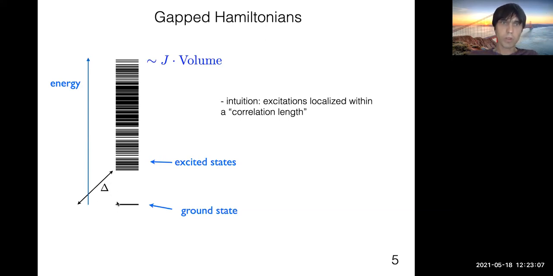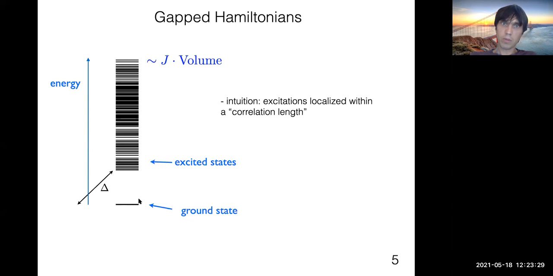So what you're looking at here is the spectrum of a Hamiltonian, the spectrum of the many-body Hamiltonian. Again, I want to emphasize this is the many-body Hamiltonian in this sort of exponentially large Hilbert space. So the first property that's extremely important in classifying phases is this property of a many-body gap.